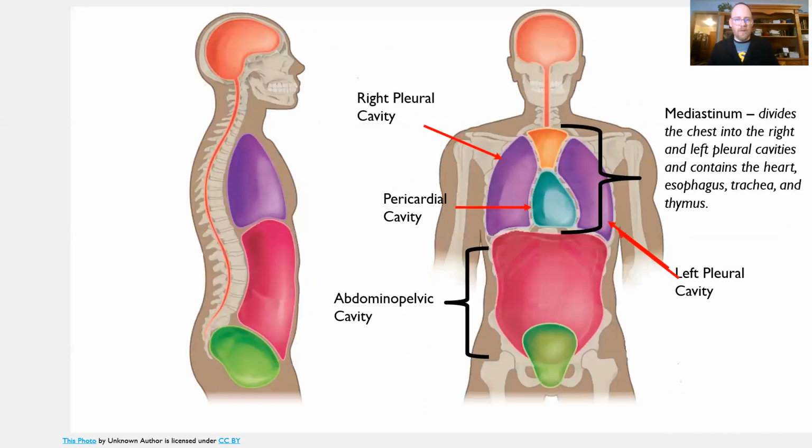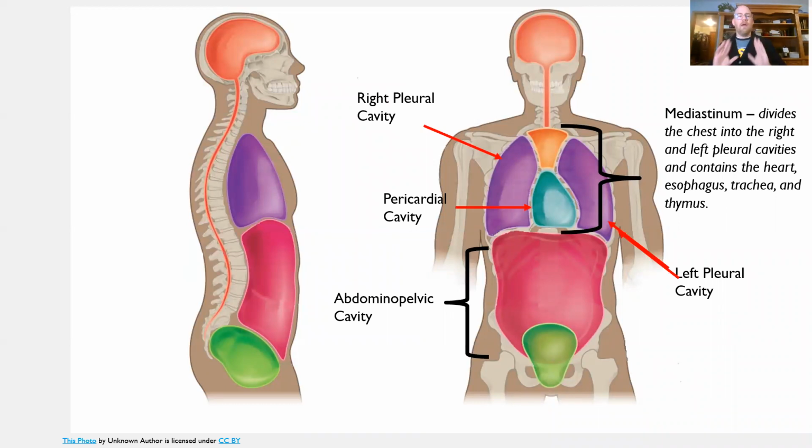All right, here we go, friends. Even more fun. This is actually an anterior view of body cavities as well. Here's one we didn't cover. The mediastinum. What is the mediastinum? The mediastinum takes the chest and divides it in half, left and right.